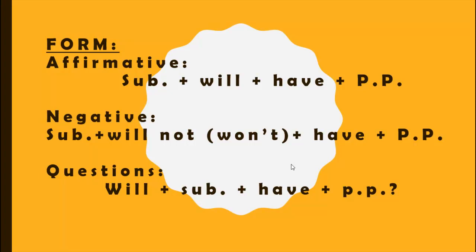Form. Affirmative: subject will have plus past participle. Can anyone give me an example from his own mind? Yeah, like Yusuf. Yusuf will have finished his homework by tomorrow evening. Negative: subject will not, won't, have plus past participle. Interrogative questions: Will, subject, have plus past participle.